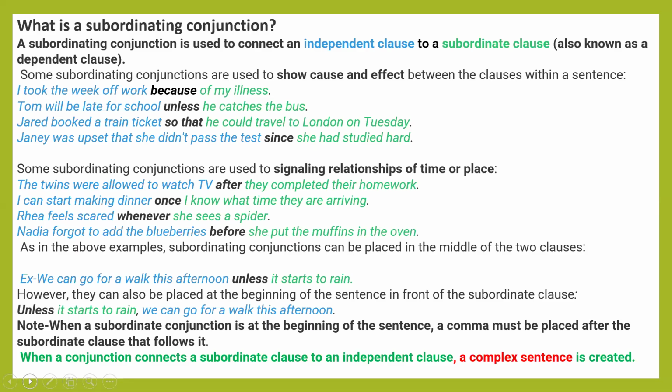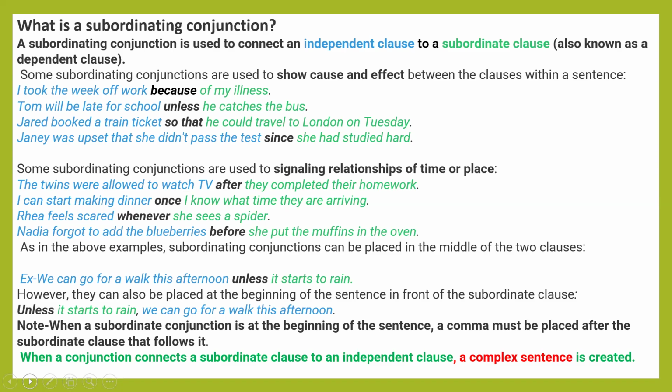So because of my illness is a dependent clause and because is the subordinative conjunction. Unless he catches the bus is a subordinate clause, unless is the subordinative conjunction. So that he could travel to London on Tuesday is a dependent clause, subordinative clause, and in this case, the subordinative conjunction is so that. Since she had studied hard is a dependent clause, subordinate clause, and the subordinative conjunction used in this sentence is since.